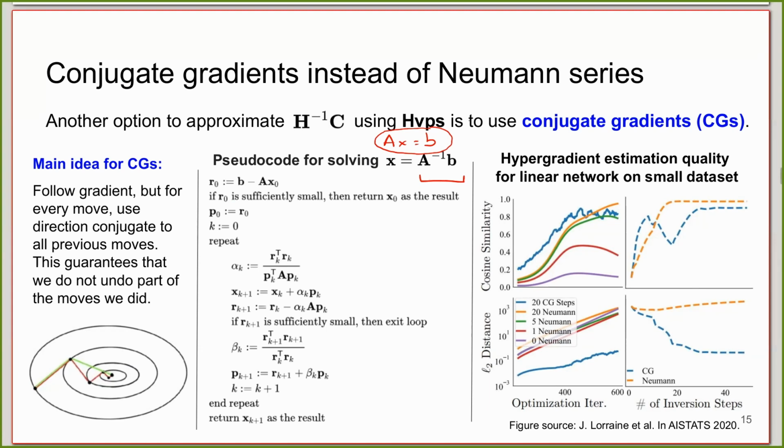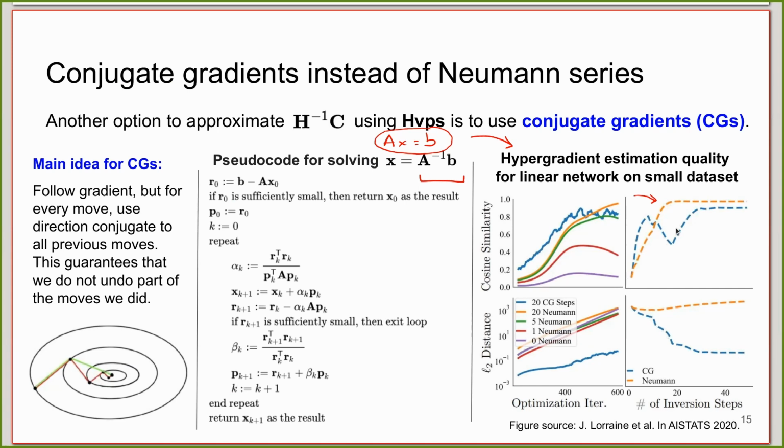This plot here shows a bit how the two methods work. And I wouldn't say that one is better than the other. I think they probably have different trade-offs. Here, you see the cosine similarity between the two hypergradients and the approximation that you obtain using the Neumann series or the conjugate gradient method. And it seems that the Neumann series is a bit better when you do a large number of steps in terms of cosine similarity. This would be like the direction of the gradient, which is what you care about. The magnitude of the gradient is maybe not that important. The magnitude, it seems that conjugate gradient is better.